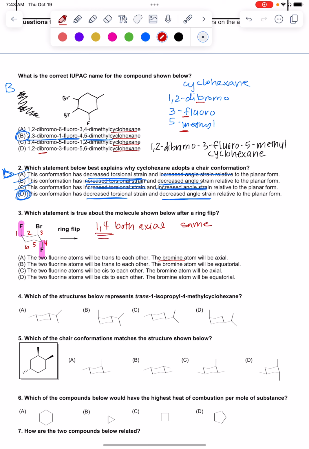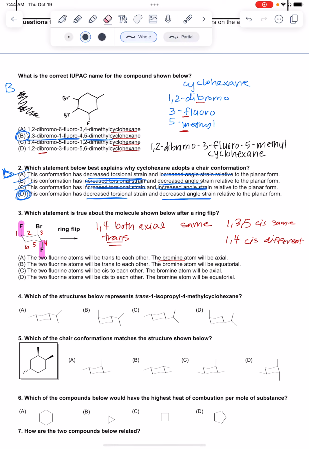And we know that if 1 and 4 are the same, they can't be cis. They have to be trans. Because remember, if 1, 3, and 5 cis is the same, then the 1, 4 cis has to be different. You can't have them be the same. 1 and 4 can't have the same orientations as cis 1, 3, 5 if they're both cis. So that's how I kind of remember it.